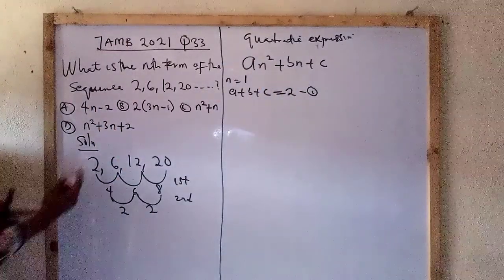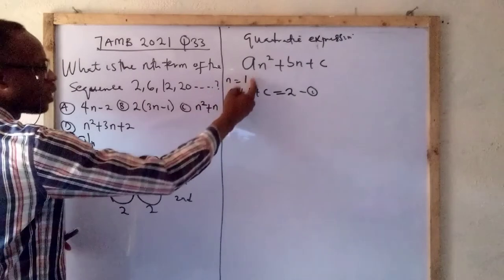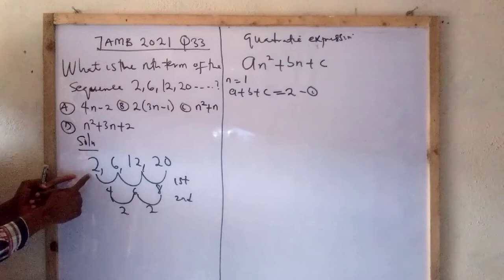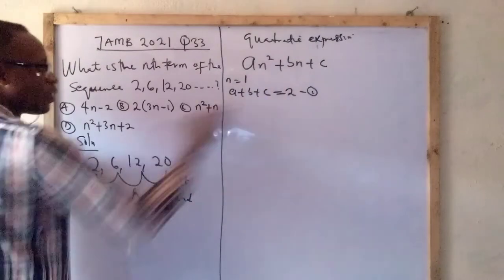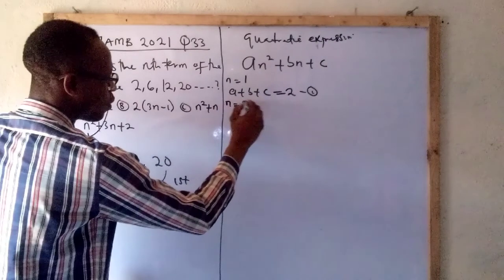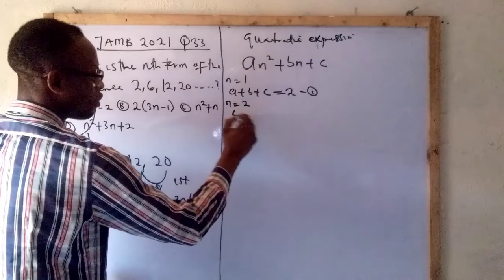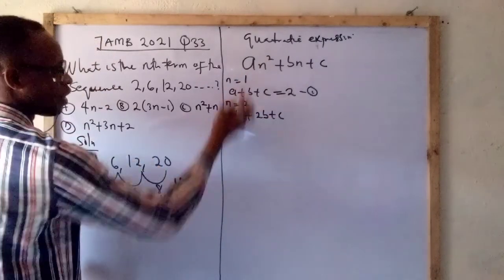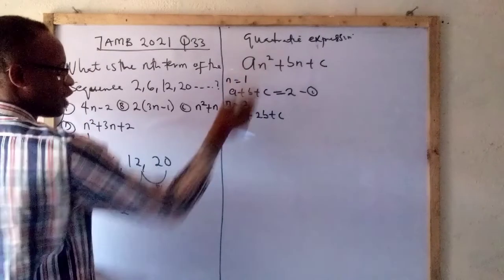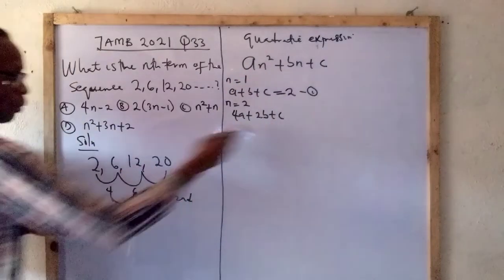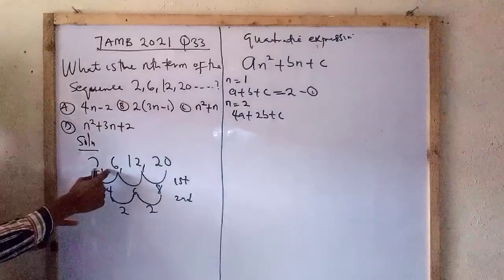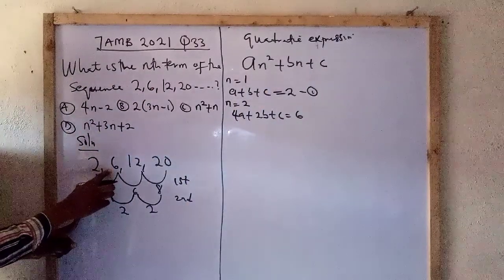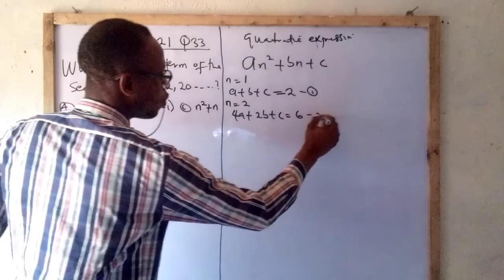Are we following? The first term, so we say when n equals 1, we replace n equals 1 here. We are going to have this expression, but it will be equal to the value we have for the first term here, which is 2. Now also, when n is equal to 2, if I replace here, I'm going to have 4a plus 2b plus c. I hope that is clear. 2 raised to the power 2 is 4, so 4 times a is 4a, plus 2b plus c. Then it will be equal to this 6 over here, because that falls at the second term. Okay, same thing. This is equation 2.